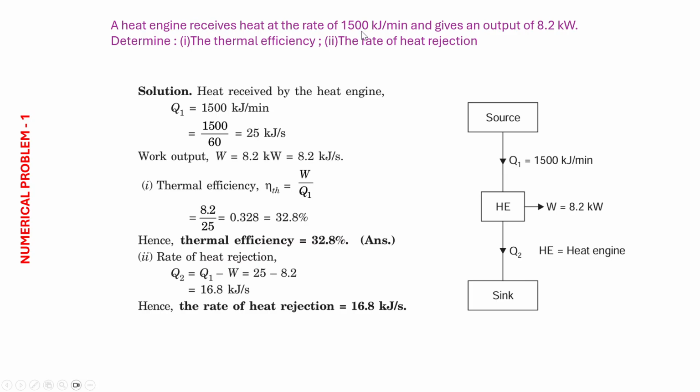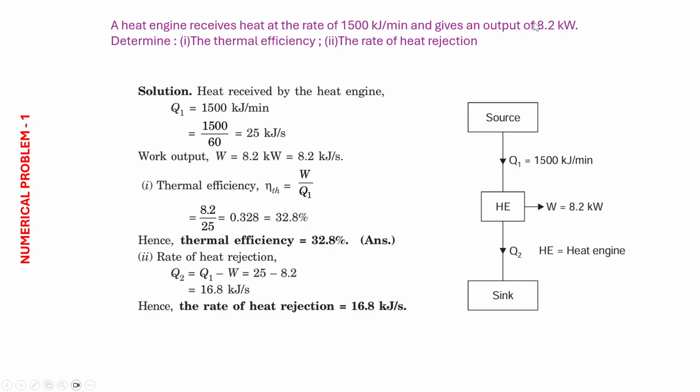It is our responsibility to convert kilojoule per minute into kilojoule per second. Any heat transfer is going to be expressed in terms of kilojoule per second. For that, we divide the provided value of 1500 by 60. If the value were given in kilojoule per hour, we would need to divide it by 3600, which is 60 into 60. Here we have kilojoule per minute, so we divide only by 60, which gives 25 kilojoule per second.